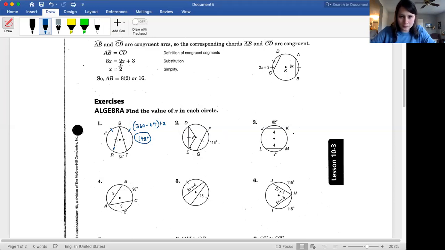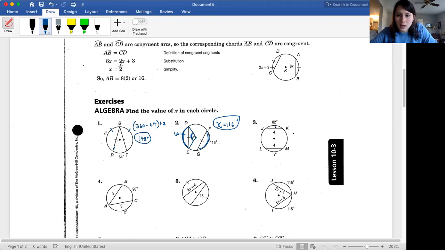Okay, taking a look at number 2. Here's our chord again, and the chords are congruent. Now, they're asking for a central angle, and we've been given this arc angle, 116. So if you were to guess, what would this arc angle be? Well, it would be the same, right? That would be 116. And last class, we learned that a central angle has the exact same angle measurement as the arc angle. So that means X would have to also be 116. And I didn't even have to do any math there.